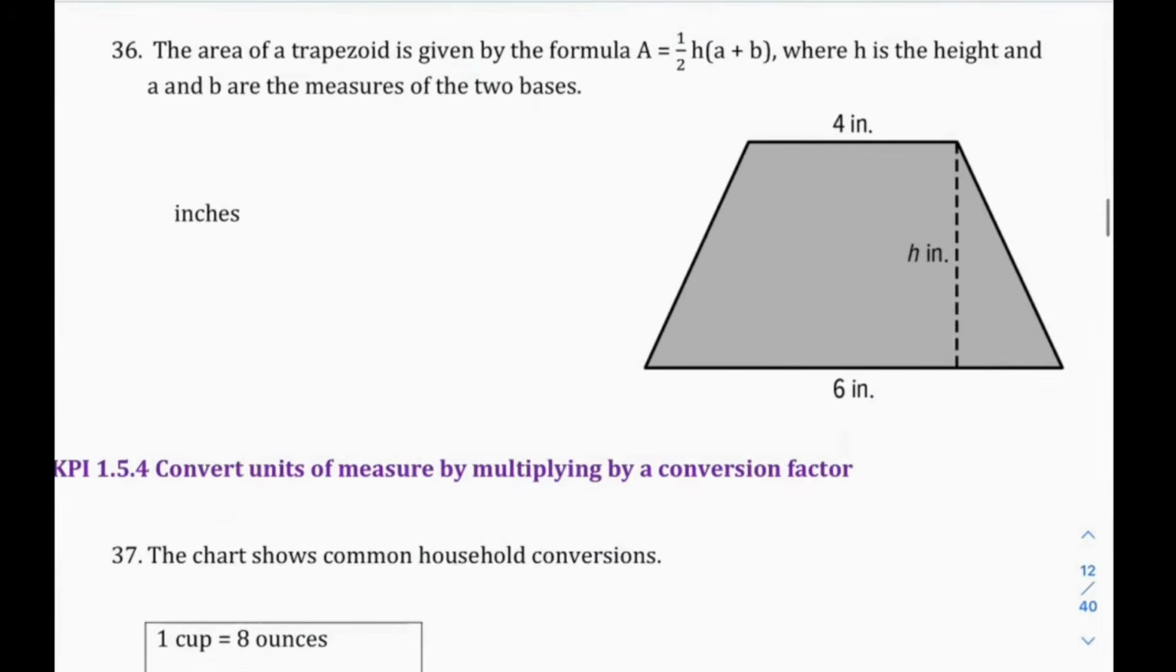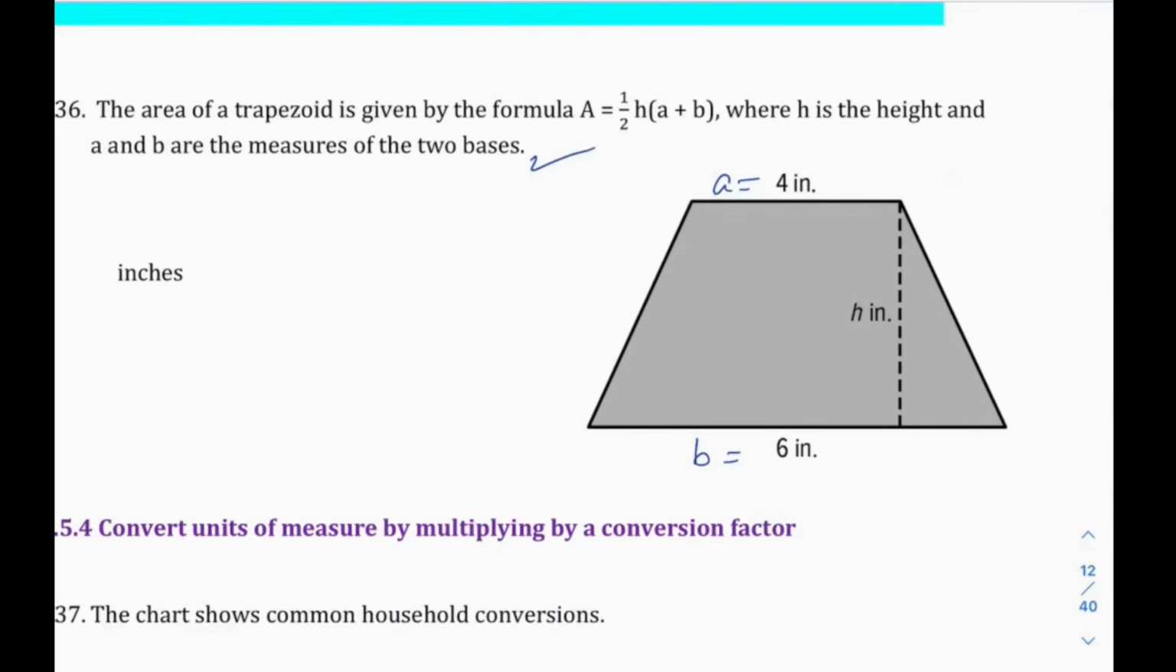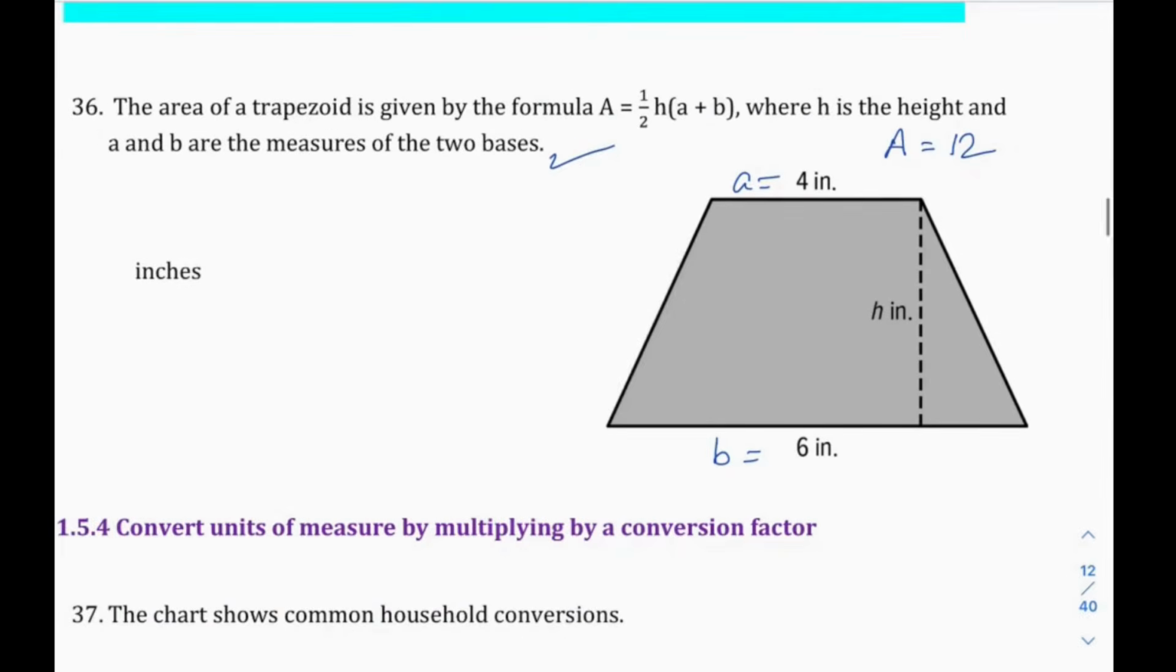Now, this is called a trapezoid, and the trapezoid area is given by the formula A equals half H times the sum of A plus B. A is the first base, B is the second base, where H is the height in inches, as you see, and A, B are measures of the two bases, he mentioned here. But here he missed saying that there is missing information, which says A is equal to 12. So let's use the formula. We have here area equals half H(A plus B).